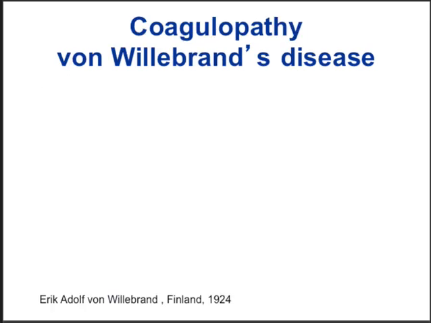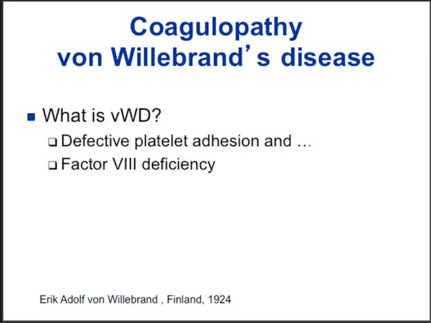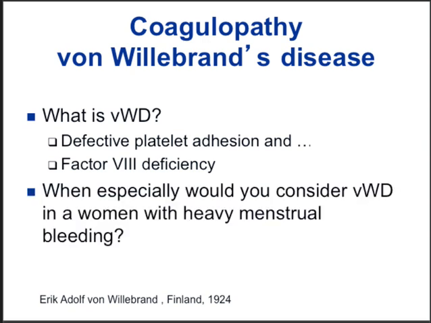Very rare is coagulopathy, for instance von Willebrand's disease. By the way, the German name Erich Adolf von Willebrand suggests he's a German, but he was a Finnish doctor who published his finding in 1924. Von Willebrand's disease means there is a defective platelet adhesion and there's a factor VIII deficiency, and there are different forms. When especially would we think that we're dealing with von Willebrand's? In a woman who presents with heavy menstrual bleeding from the menarche onwards and persisting after the menarche. So we call it as well a primary heavy menstrual bleeding.